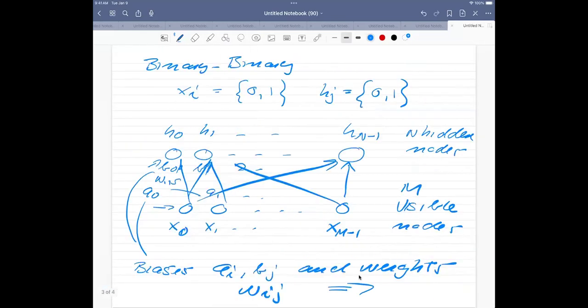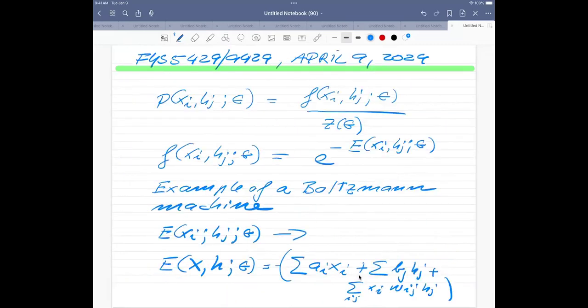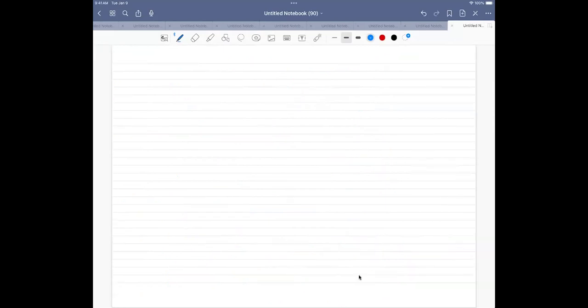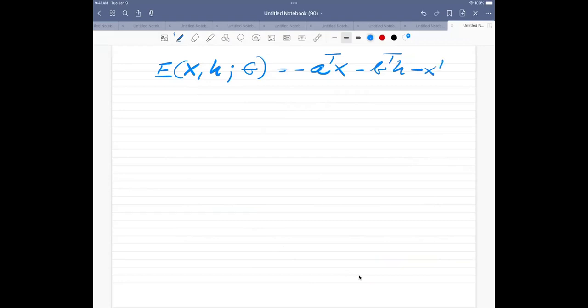If you go back to this energy model which we put up, I can now write it as E of X, H, and these parameters theta. I had a minus sign here, and then a minus in the exponential, and I can write it out as minus A transposed times X, minus B transposed times H, and minus X transposed times W times H.